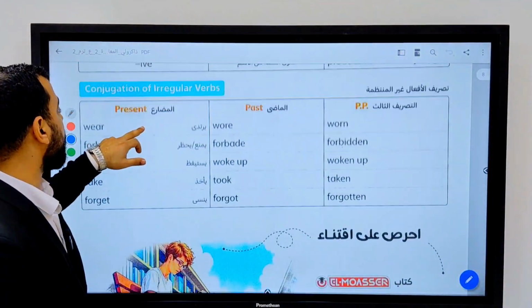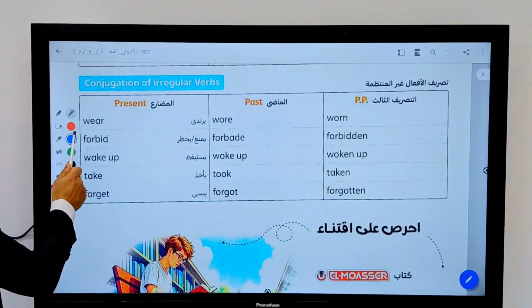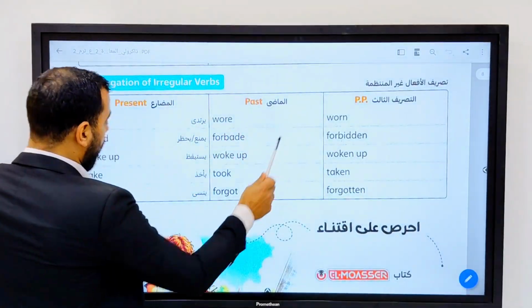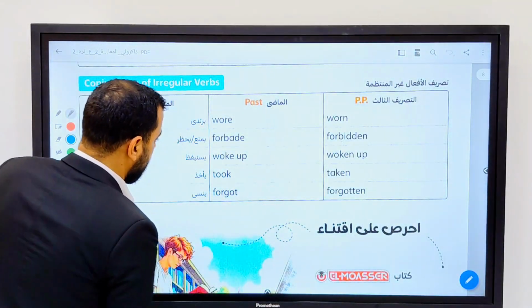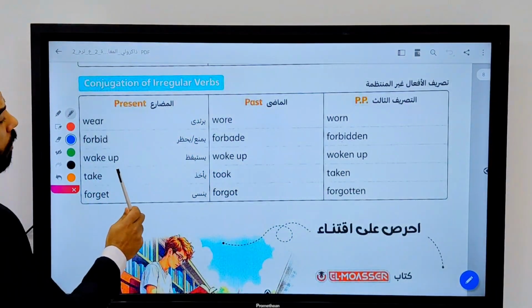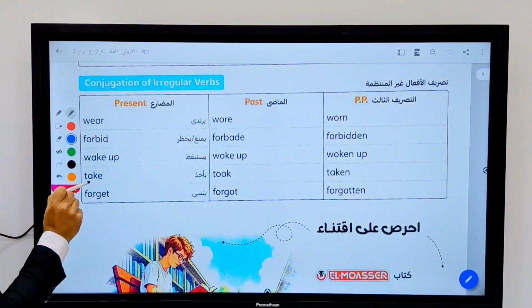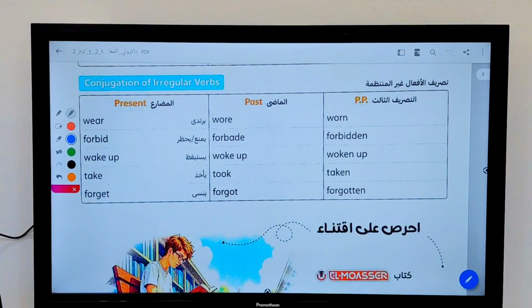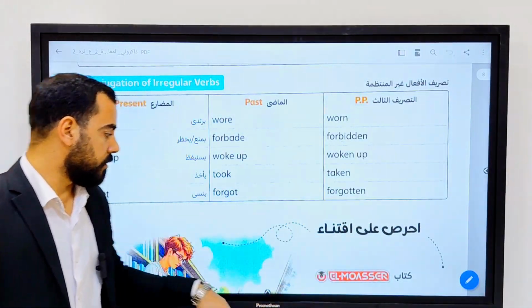Now let's move to the conjugation of irregular verbs. Let's read them together. Wear, wore, worn. Forbid, forbade, forbidden. Wake up, woke up, woken up. Take, took, taken. Forget, forgot, forgotten.